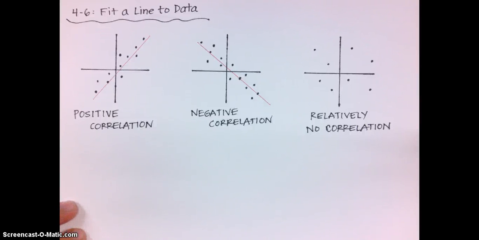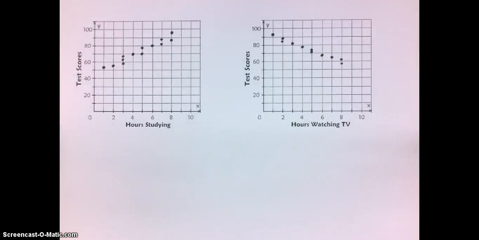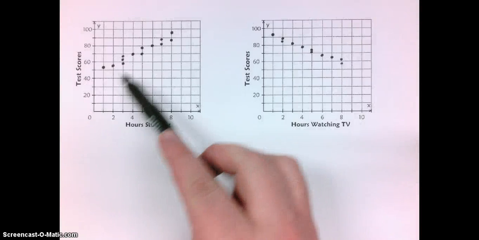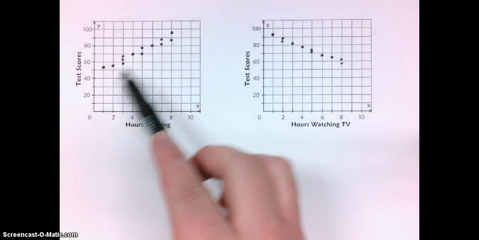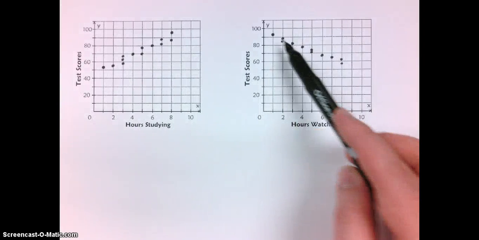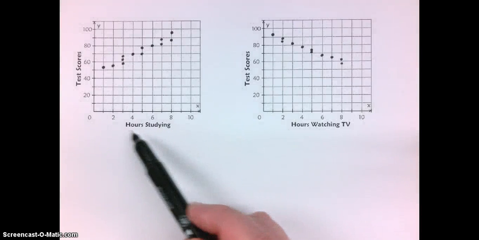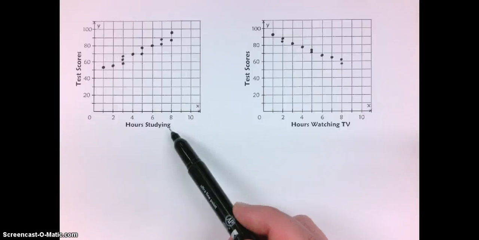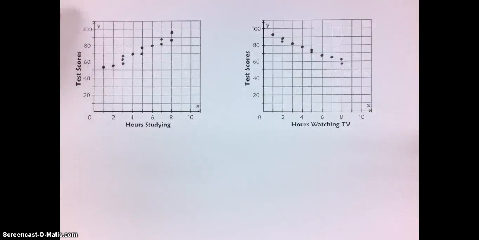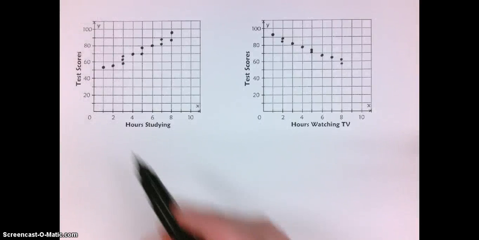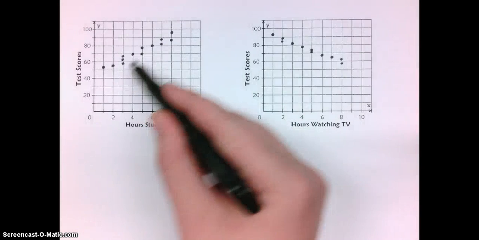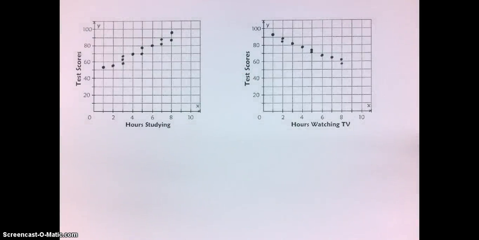So why don't we look at some real life data. I've already plotted the points for you. I have two scatter graphs right now. And as you can see, the data in this one actually looks like it's going upward, and the data in this one looks like it's going downward. So let's look to see what it's actually talking about. The first one is comparing the hours of studying to test scores. And I can look at it and I can see, oh, it looks like it has a positive correlation. So what does that really mean?